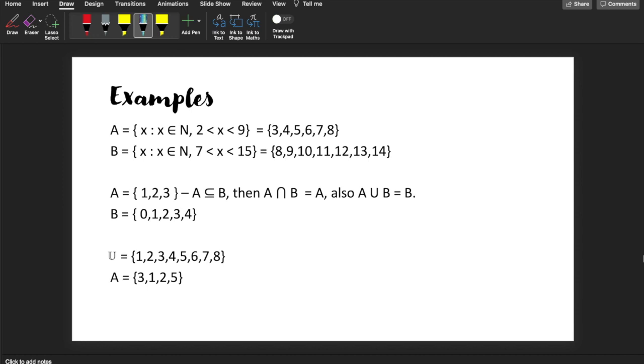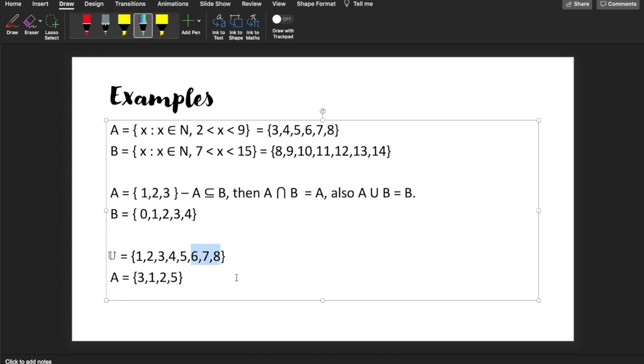Okay, let's take an example of complement and relative complement. So if we want complement of A, then it would be everything except for A. Complement of A equals, since 1, 2 and 3 are here in the universal set, 4 and also 5 is there. So 4, 5, 6, 7, 8 is basically A complement.